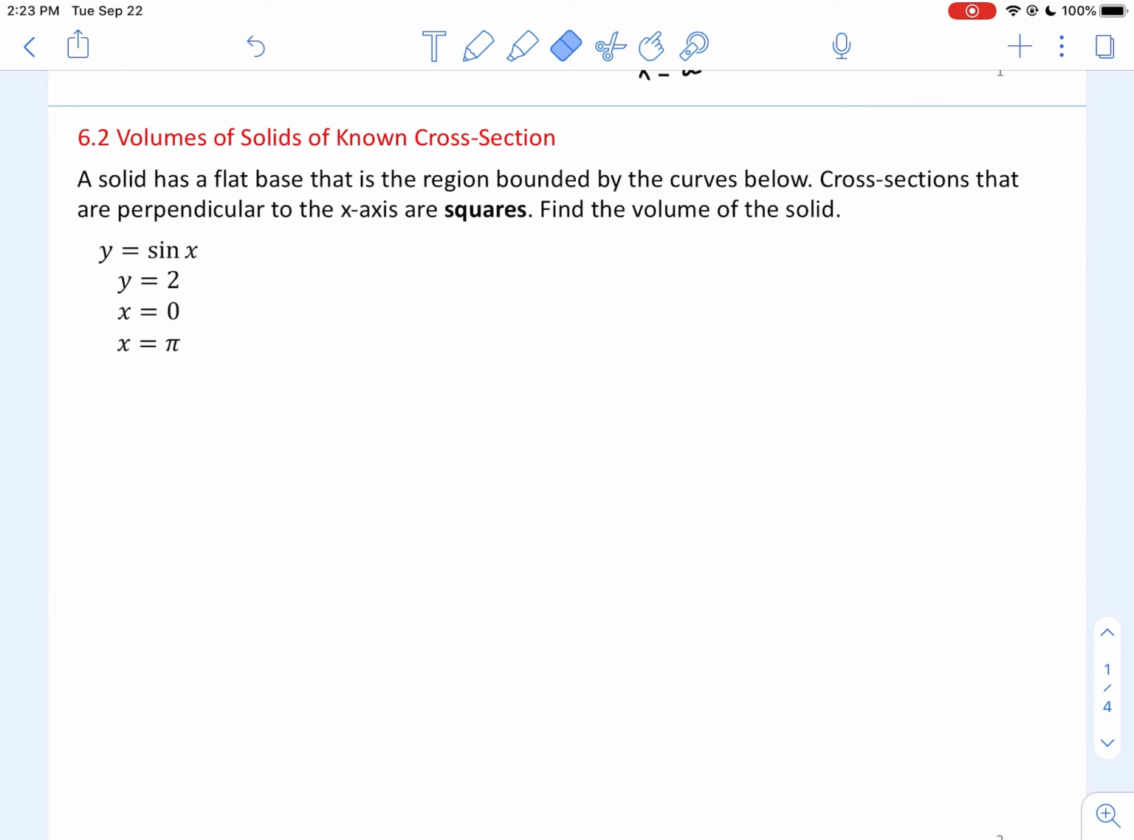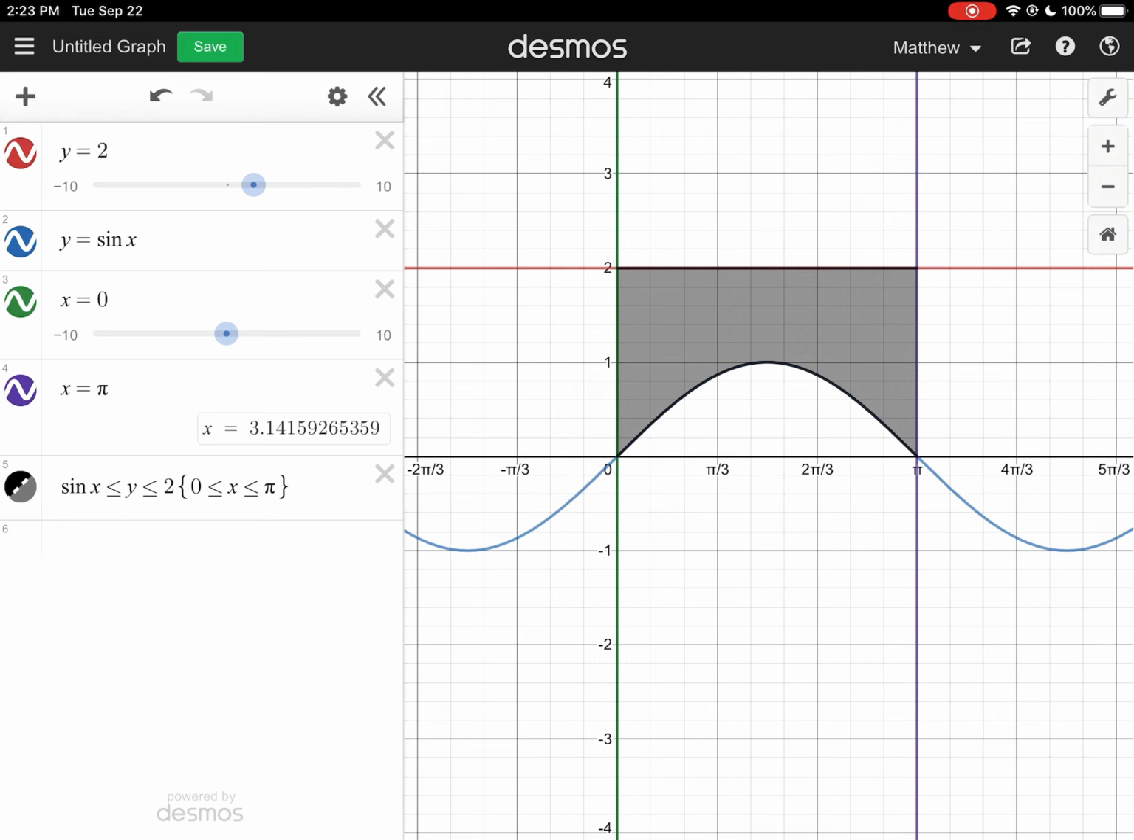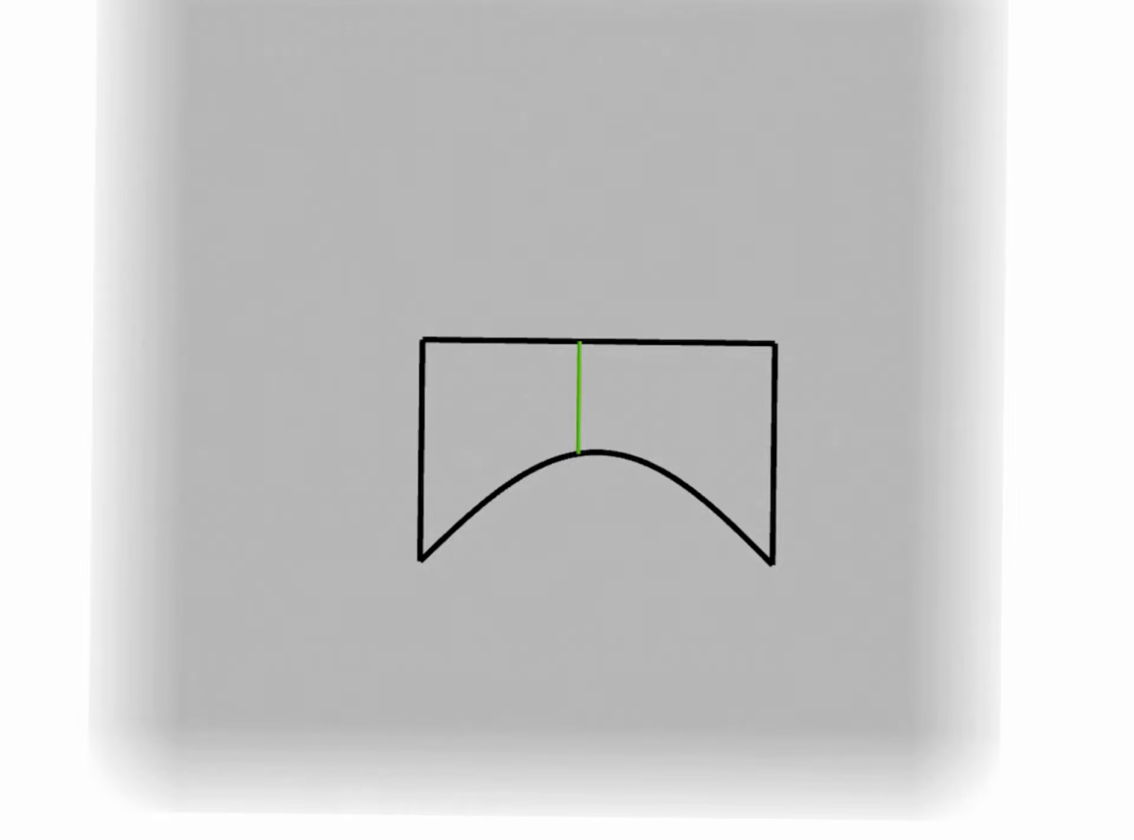Cross-sections that are perpendicular to the x-axis are squares. The red is y equals 2, the blue is y equals sine of x, and the vertical lines, the green and the purple, are at 0 and pi. And so this is the region that is the base of our solid. So now you have to imagine that's a tabletop and some solid is coming out of it. So there's our region, that's the base.